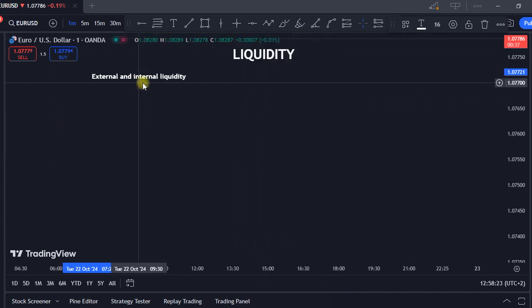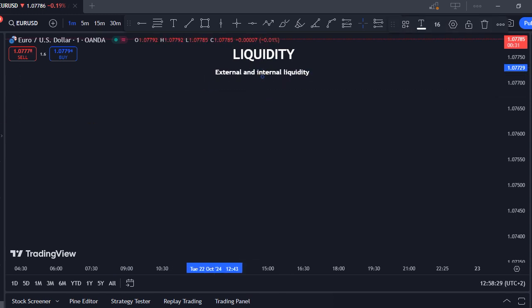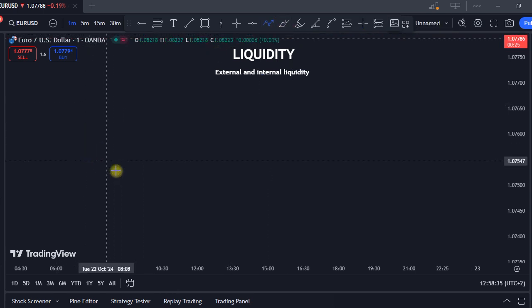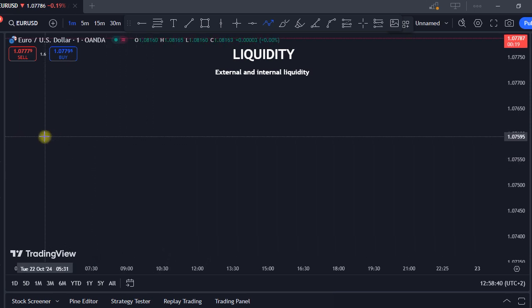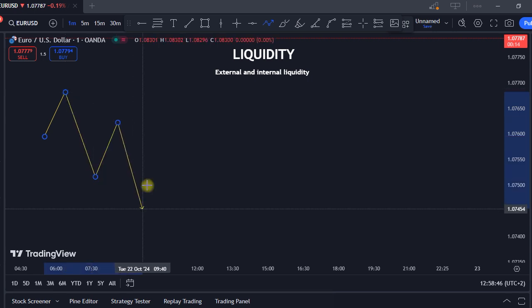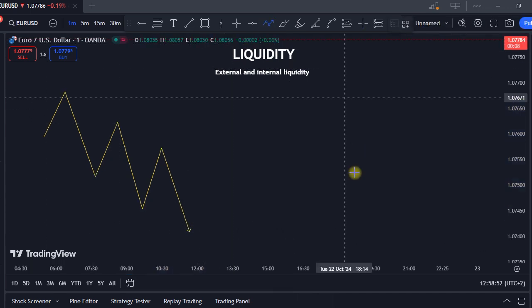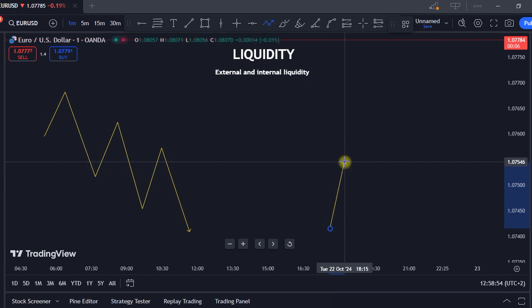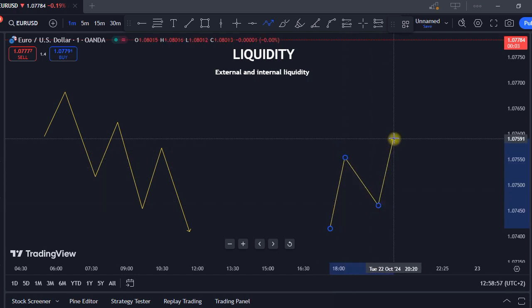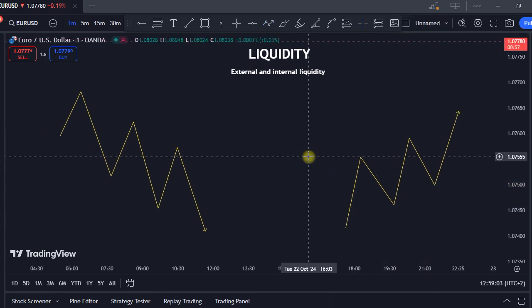Before we dive into external and internal liquidity, let's remind ourselves of the market structure that we expect in forex trading, or the kind of market structure that you're going to come across in an upward trend or a downward trend. I'm going to throw an example of an upward trend and also a downward trend. So this here is a downward trend, and again here we are having an upward trend. Now we are going to talk about internal and external liquidity based on these two examples that we have on the chart.